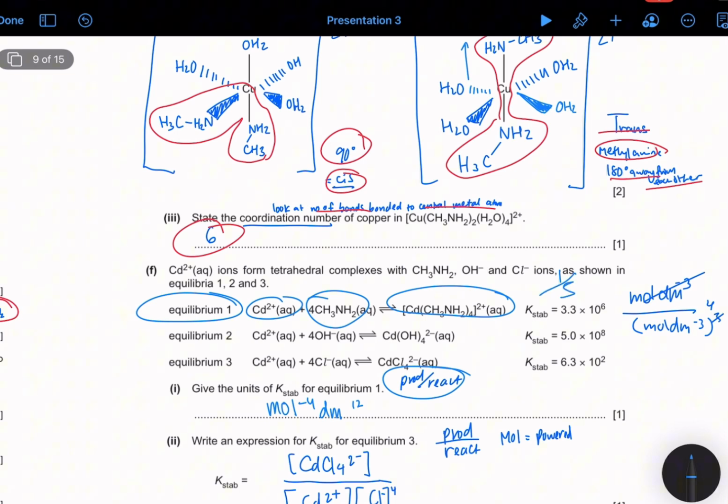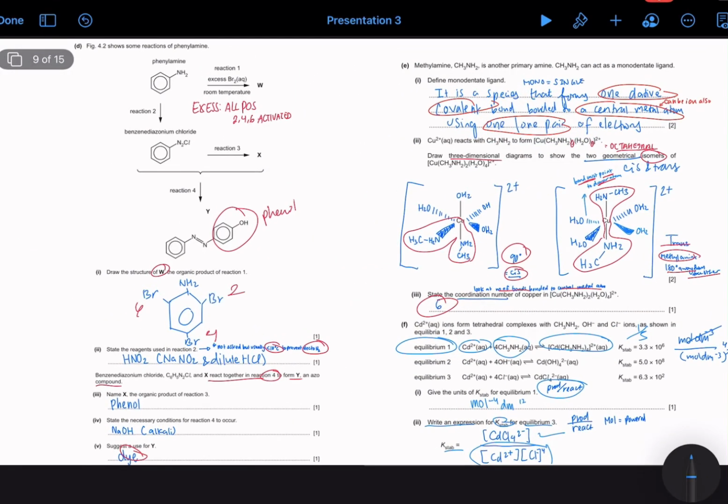Write an expression for K stability for equilibrium 3. Again, it's product over reactant. This one is your product for equilibrium 3, and these are your reactants. The molar ratio in front will be the power, so that's why it's raised to the power of 4.